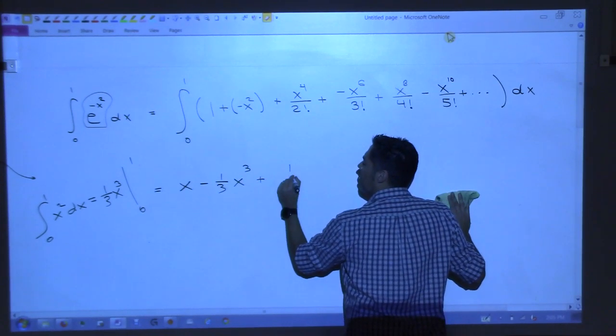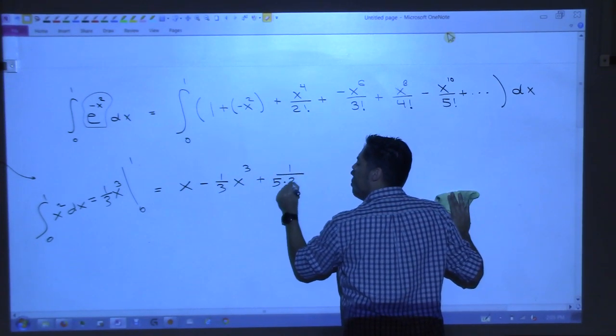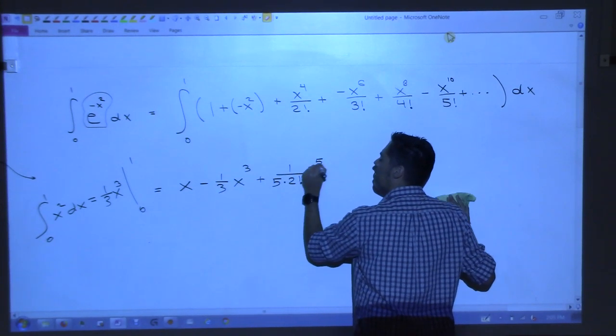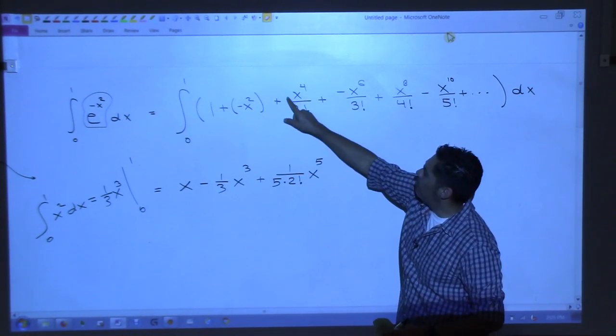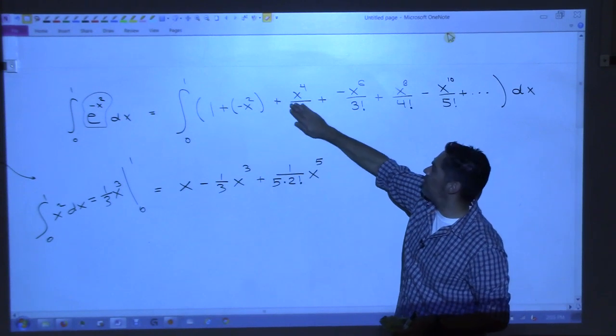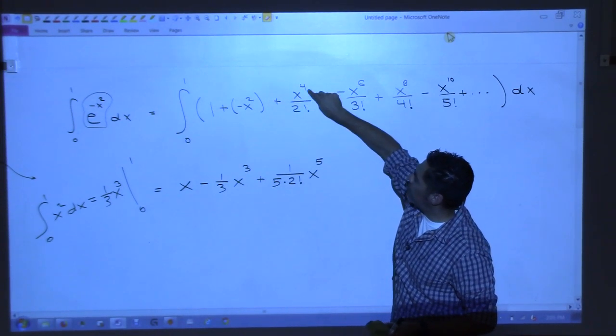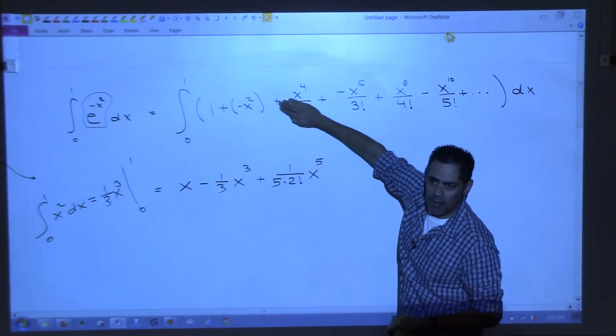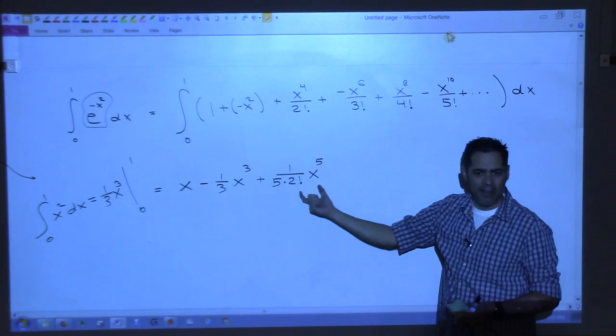Plus 1 over 5 times 2 factorial x to the 5th. Do y'all buy that? 2 factorial is a constant, so it can just sit out here. Antiderivative of x to the 4th is 1/5, right? 1/5 x to the 5th.